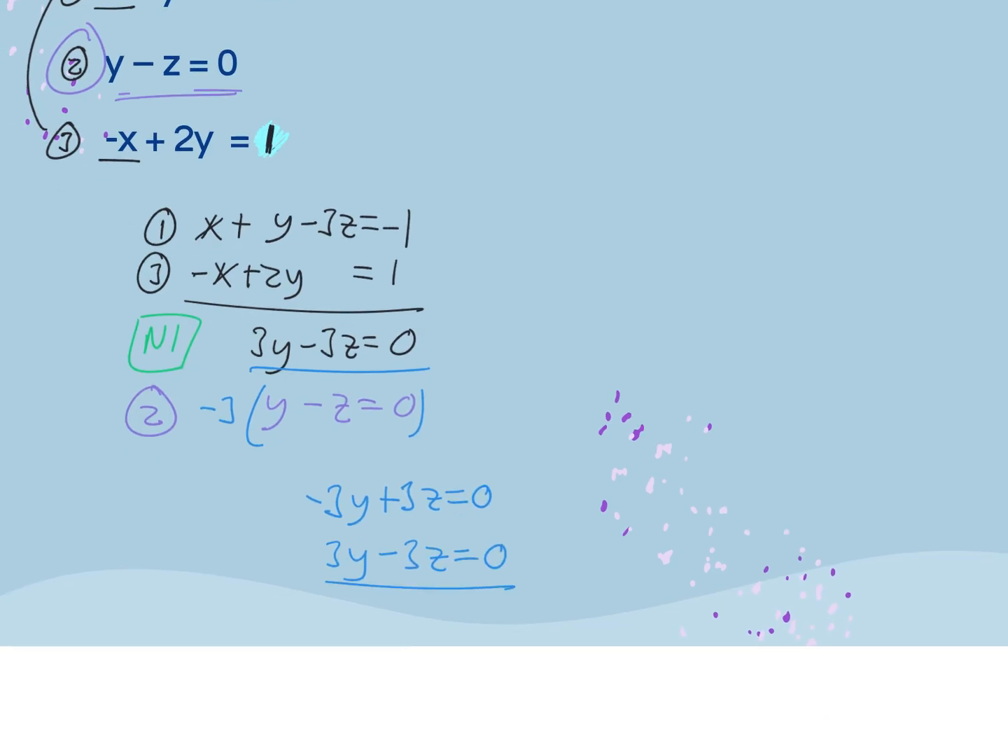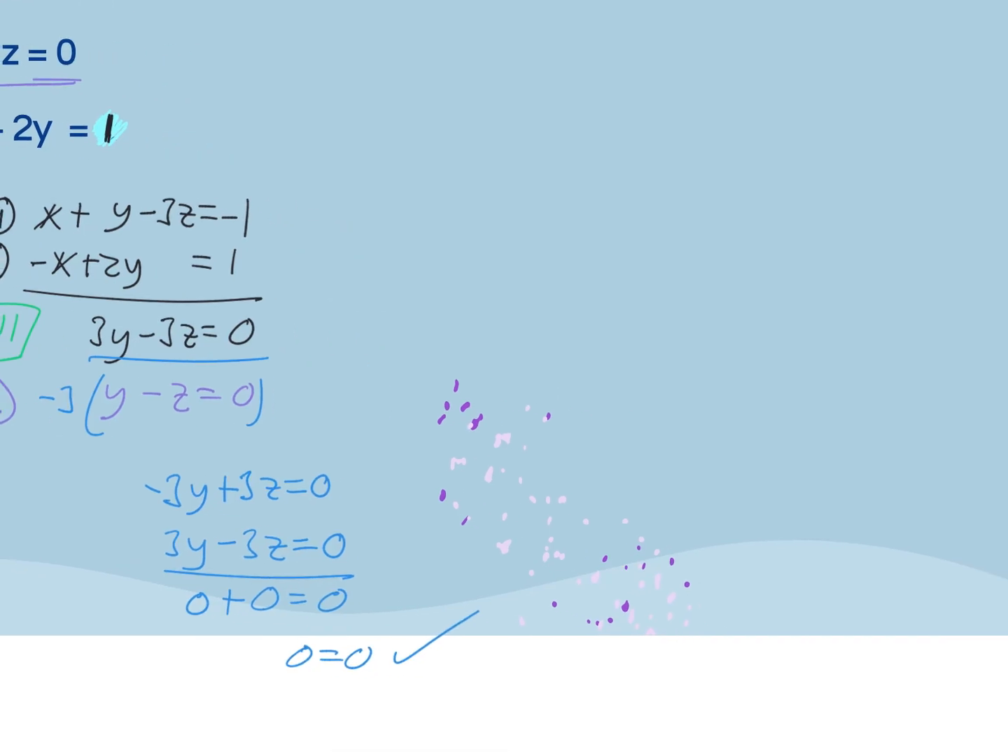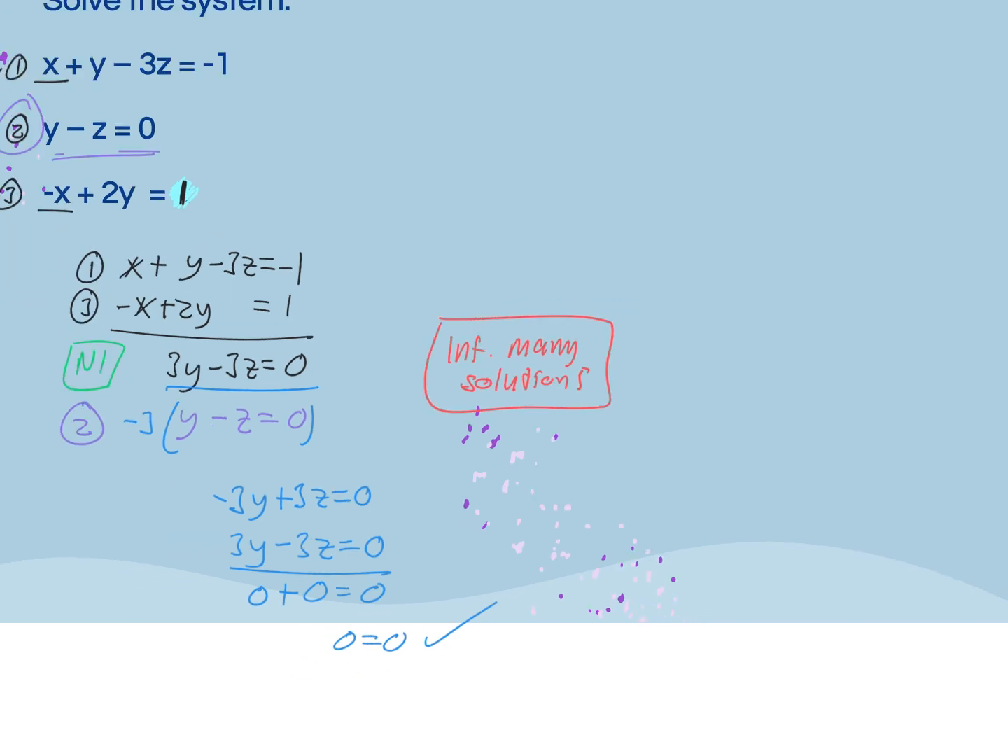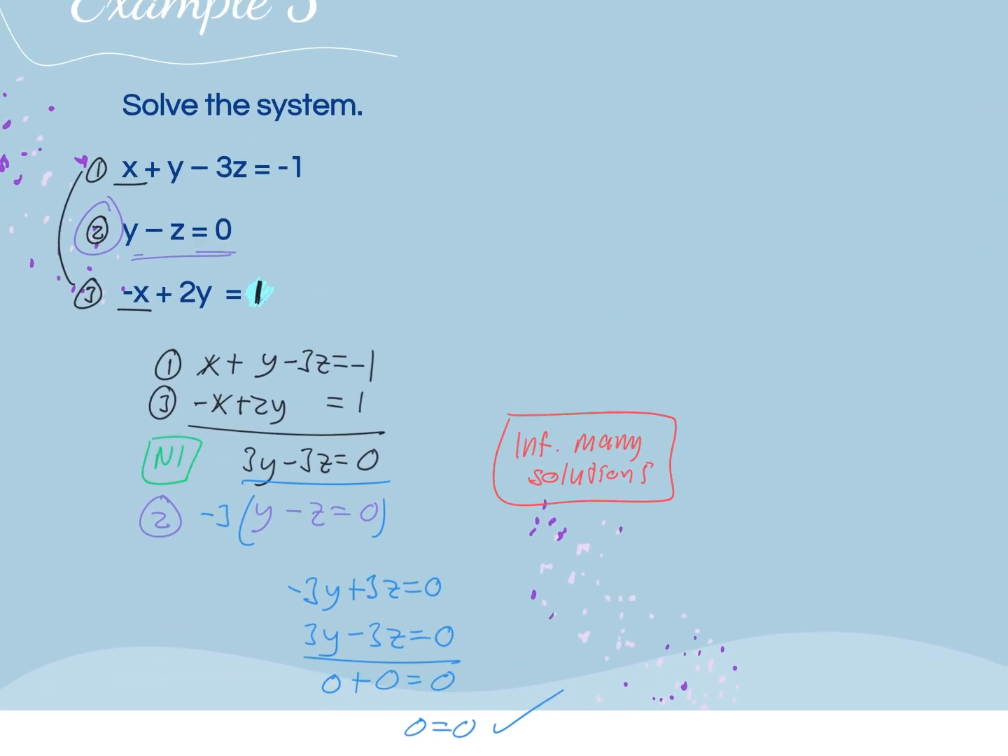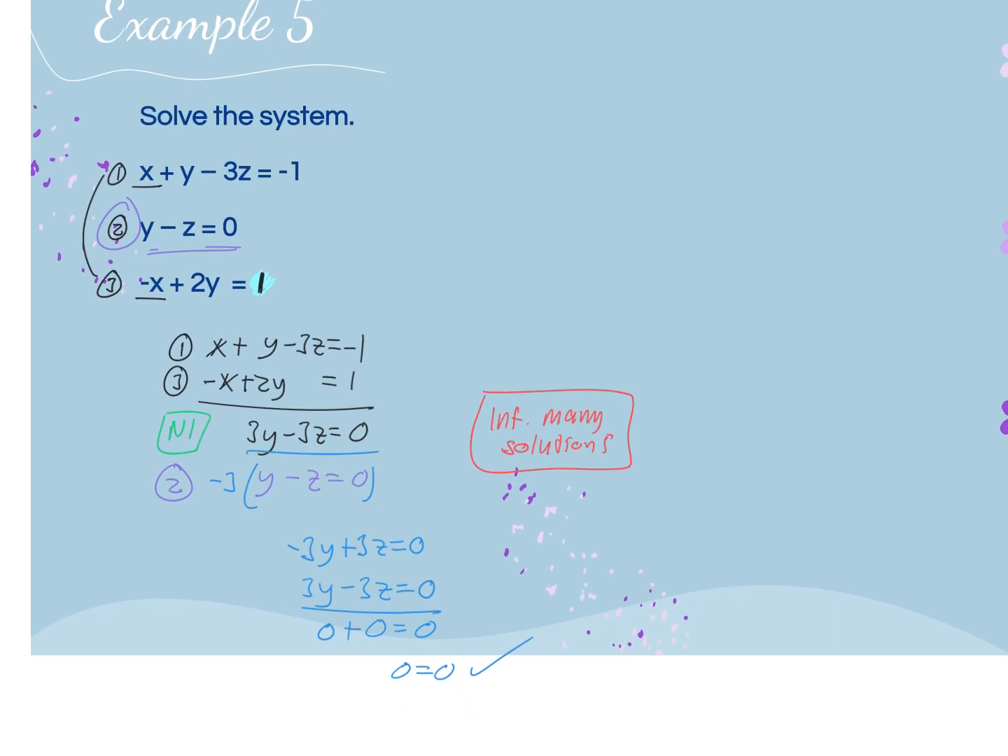When you go to combine these, negative 3y plus 3y is 0. 3z minus 3z is also 0, and then 0 plus 0 is 0. We end up with 0 equals 0. This does work. That is a true statement, so this is infinitely many solutions. So that's another case to look out for, and it's another distinction between this and a no solution case. These are your only special cases that you'll run into.